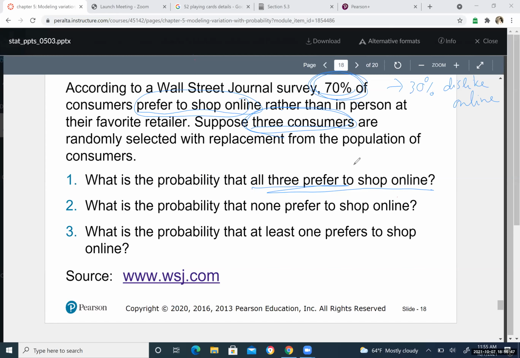Let me scroll it down. Just remember 70% like to shop online, 30% dislike. They talk about three consumers, so that would be the probability of the first person liking to shop online, and the second person liking to shop online, and the third person liking to shop online. If we write it as a formula, it will be like that. Let me scroll down to have space.